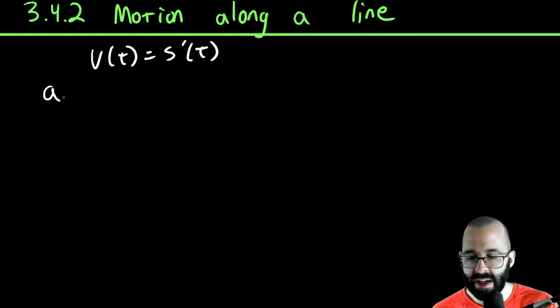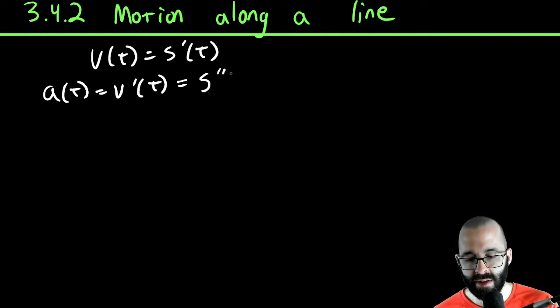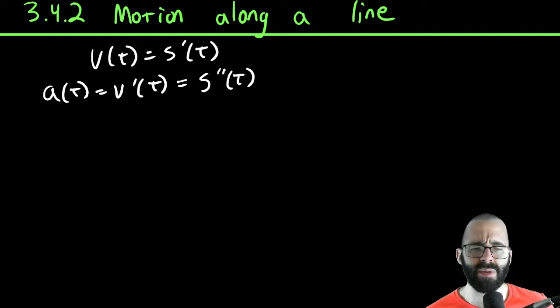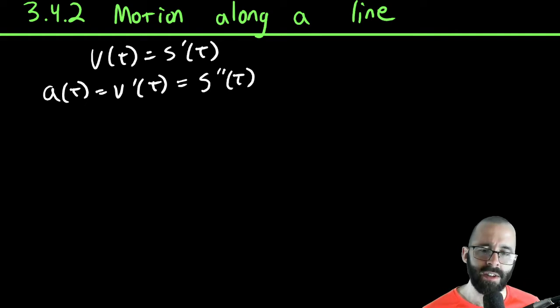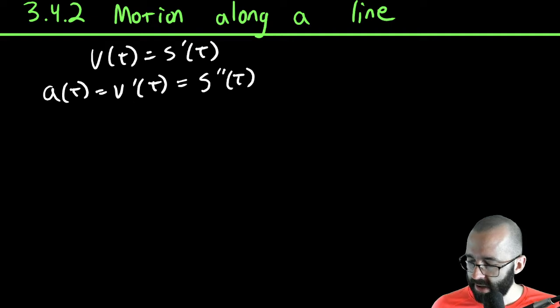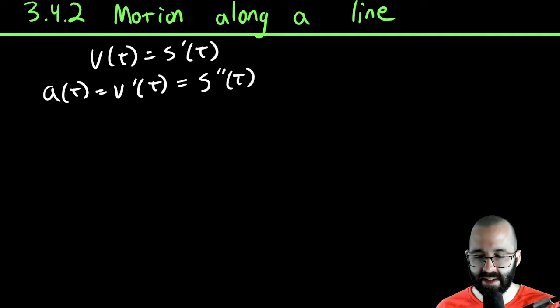And then the acceleration is really just how is the velocity changing? Well, the velocity is the derivative of position, so the derivative of the derivative is what we call the second derivative. And these are the really common ones. I think the third derivative of position is called like jerk or something, but that doesn't really come up that often.